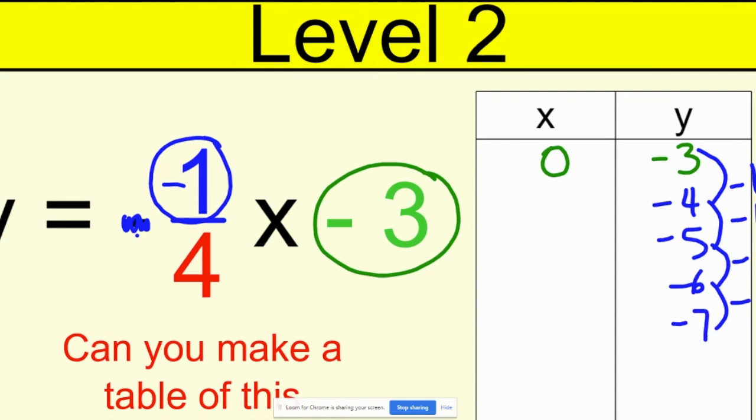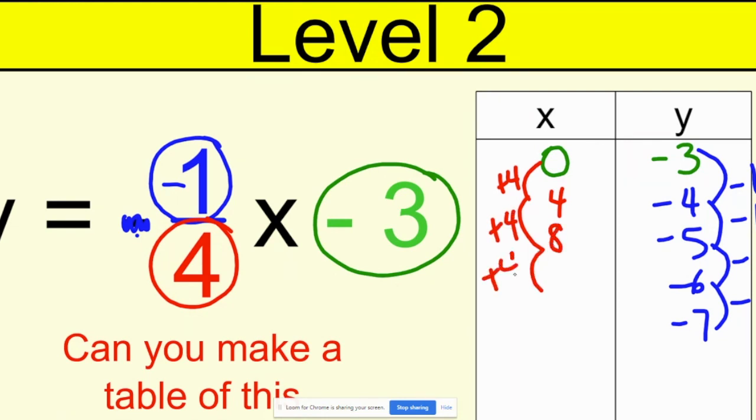Next, I'm going to look at my x change, right here. Since it's a positive 4, I'm going to go plus 4, which is going to be 4, plus 4 again, which is 8, plus 4 again, which is 12, and plus 4 again, which is 16.